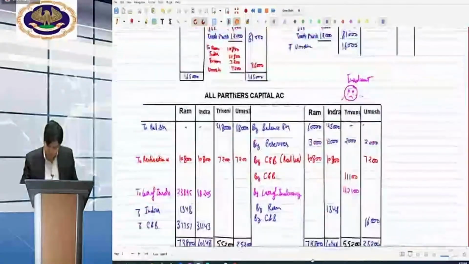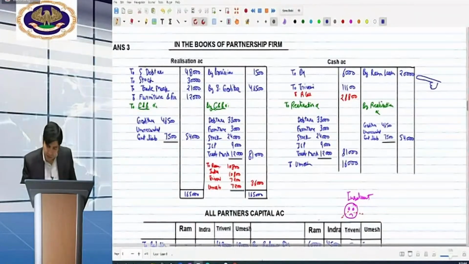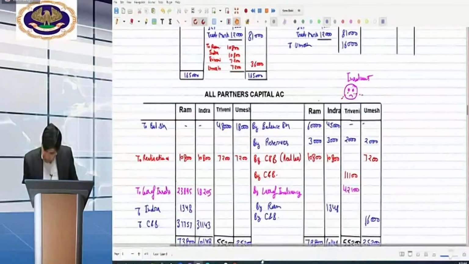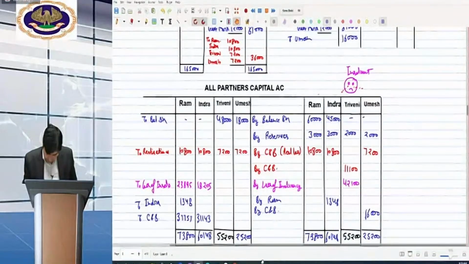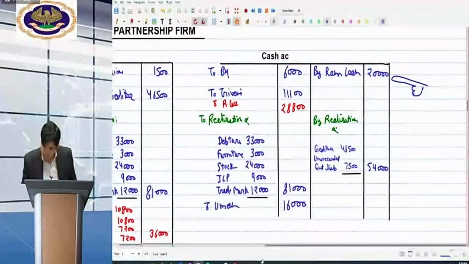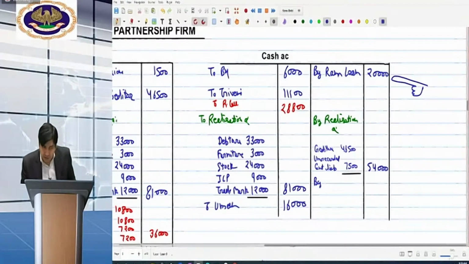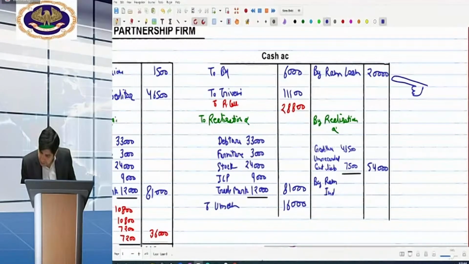Okay, now postings are being done. See, this is the figure. Already we have paid Ram's loan. Anyways, now cash and bank 16,000. This one, 37,757 is to be posted, and 311. Okay. Now please come to the cash and bank account. By Ram's capital account, by Indra's capital account, 37,757.